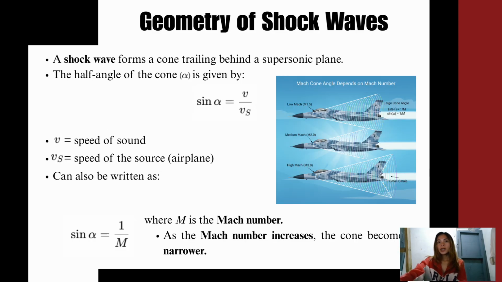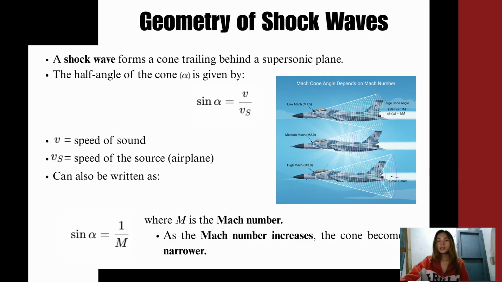Next, let's proceed to the geometry of shock waves. When a plane travels faster than sound, it creates a shock wave. This is a cone-shaped wave trailing behind the aircraft. The size of that cone is measured by its half angle, shown here as the Greek letter alpha. We can calculate it with the formula sine of alpha equals the speed of sound divided by the speed of the source. In the formula, v is the speed of sound while vs is the speed of the airplane. We can also write it as sine of alpha equals 1 over the Mach number.